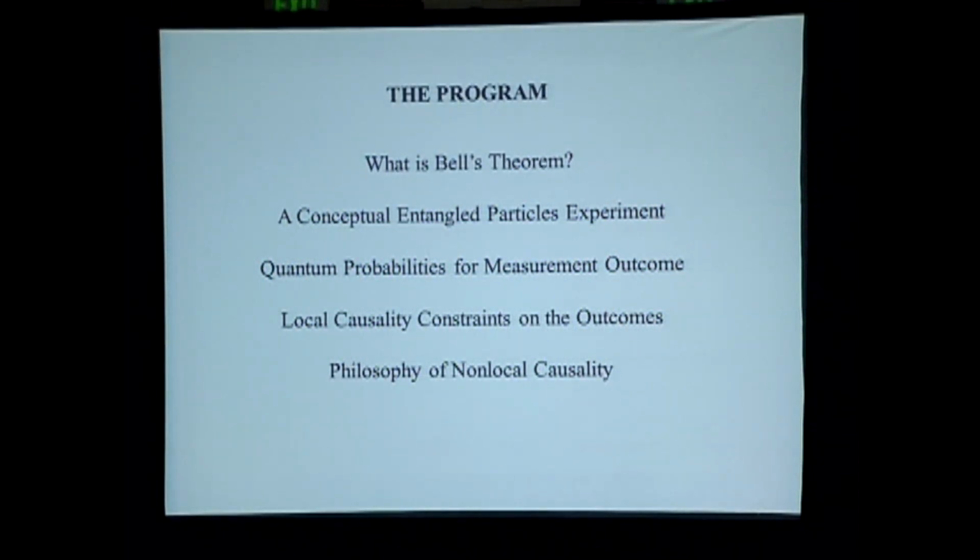Here's what we'll do. I'll give you a nutshell description of Bell's theorem, show you a conceptual entangled particles experiment involving two polarized photons, which is based on original experiments done to test the Bell's theorem concept by Freedman and Clauser in Berkeley, and famously by Alain Aspect in France. We'll discuss the quantum probabilities for the measurement outcome, and then we'll discuss the local causality constraints on those outcomes. Finally, we'll talk about non-local causality and the implications for time reversal of cause and effect.